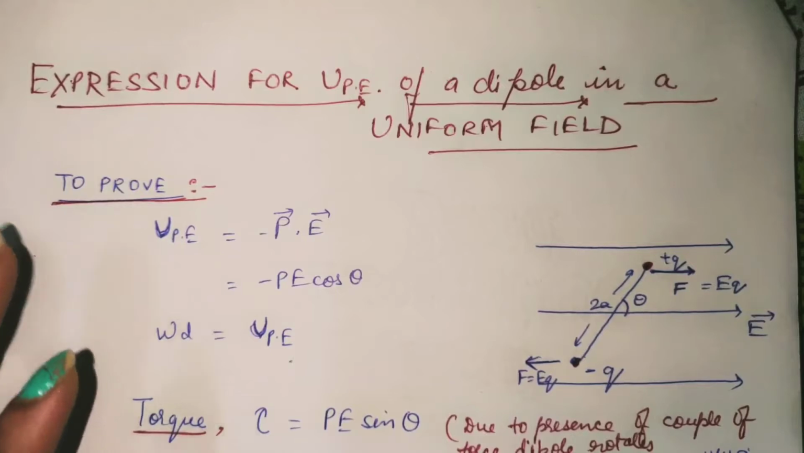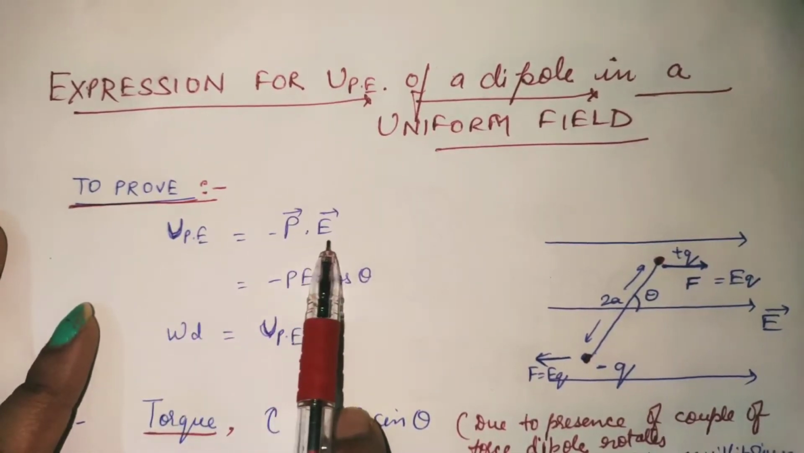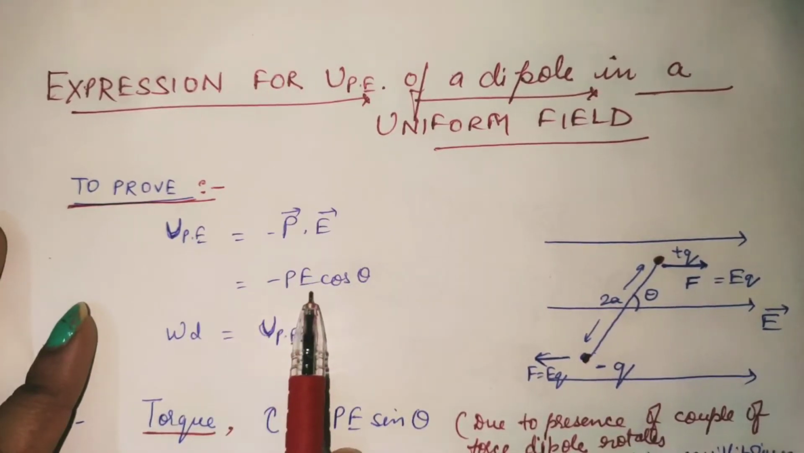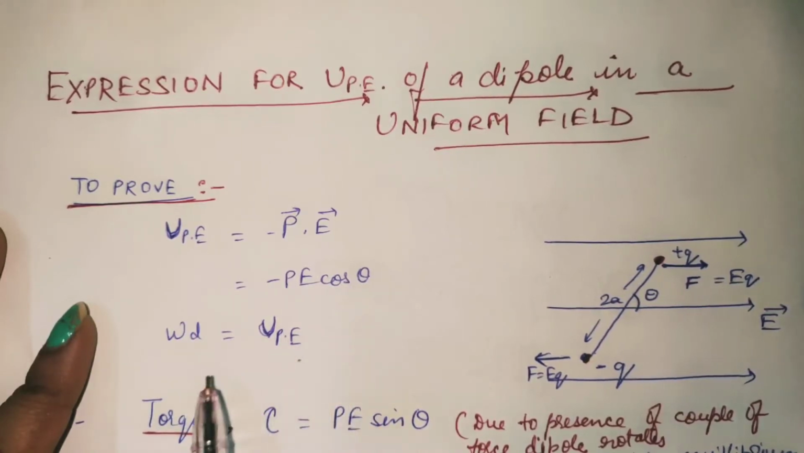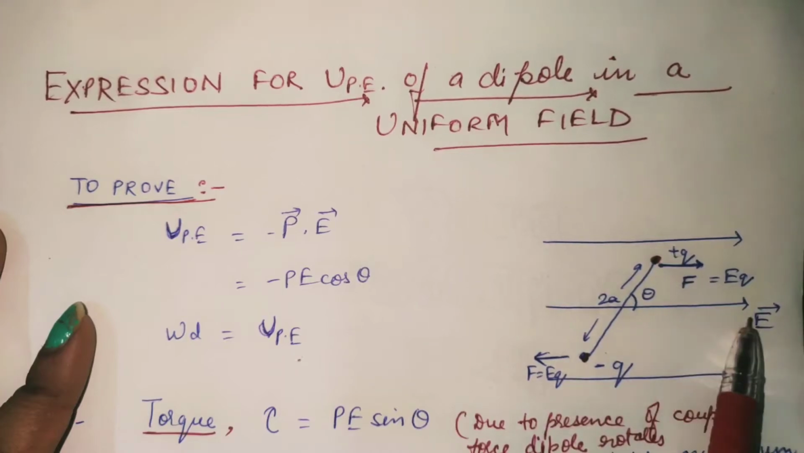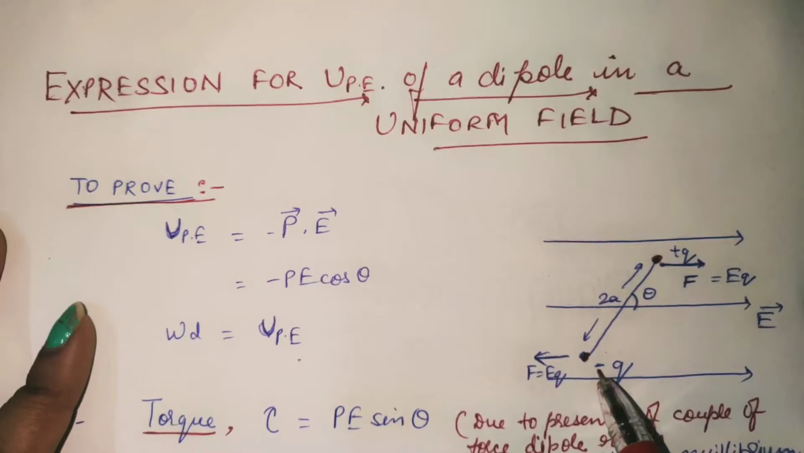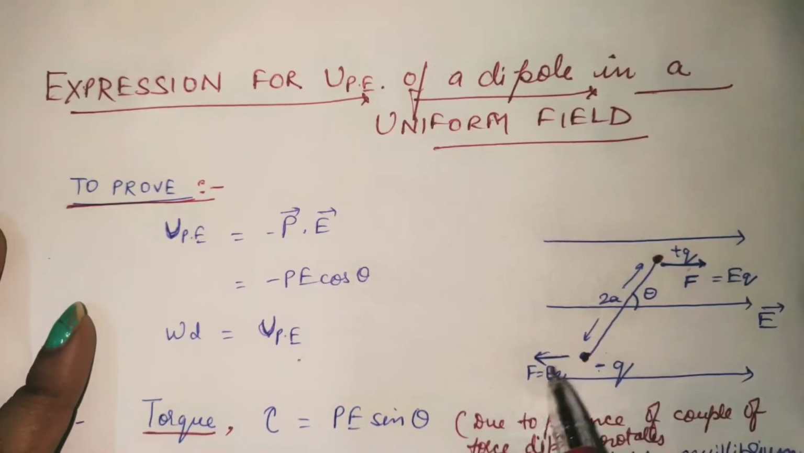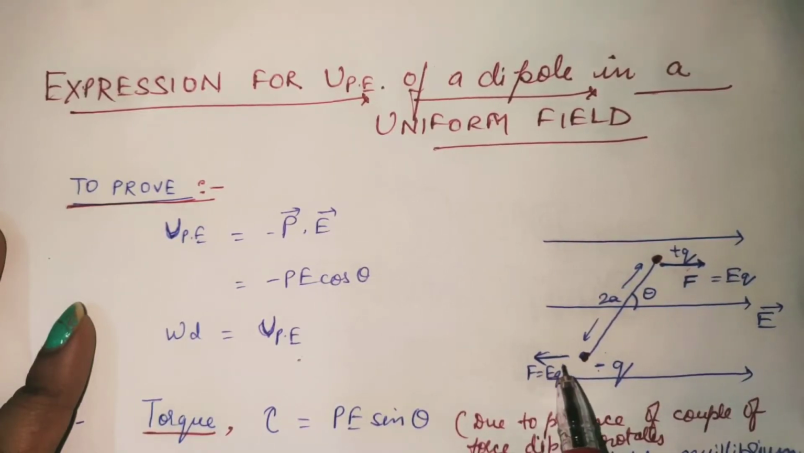Proof that PE for a dipole is given by the dot product of vector P and vector E, which can be written as PE cos theta, which we already studied in the mathematics part. Also you can see a figure which I have drawn here already. There is a uniform field in which the dipole is placed. Two charges, one negative and one positive, have a couple of forces, one in the direction of the electric field and one in the opposite direction of the electric field.